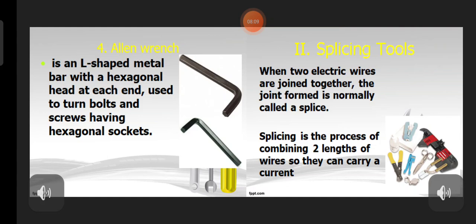This type of screwdriver is what we call the Allen wrench. Allen wrench is an L-shaped metal bar with a hexagonal head at each end. It is used to turn bolts and screws having hexagonal sockets. An Allen key or Allen wrench is also known as hex key. This is a small handheld tool used for turning bolts and screws which have hexagonal sockets.